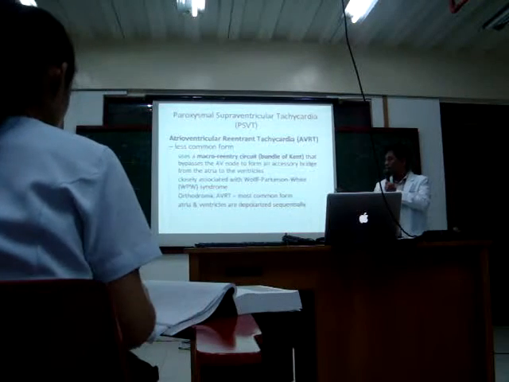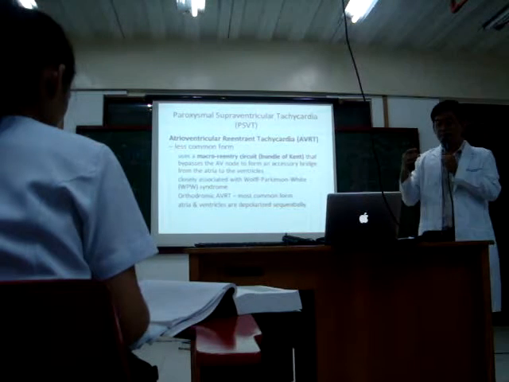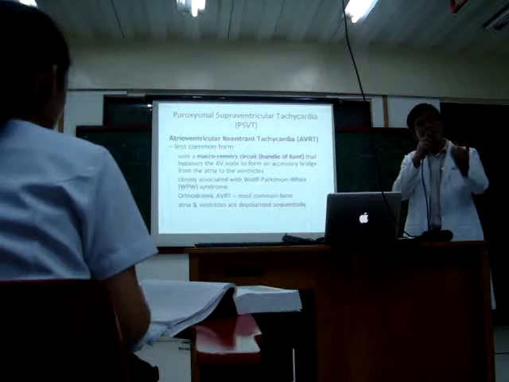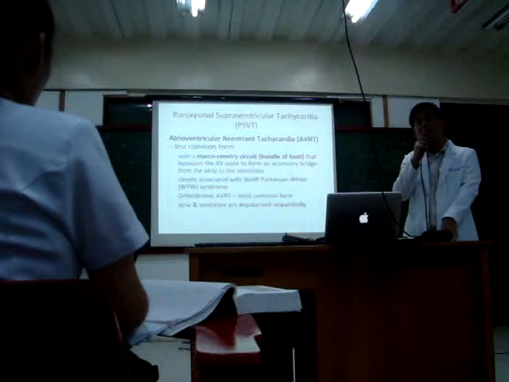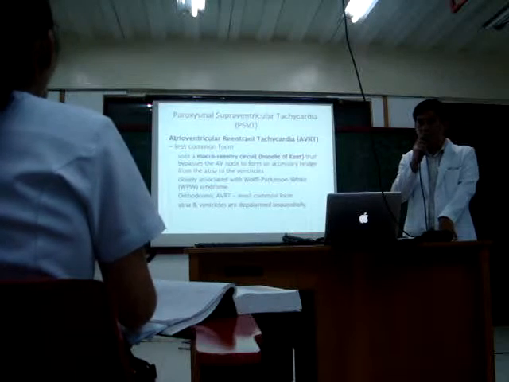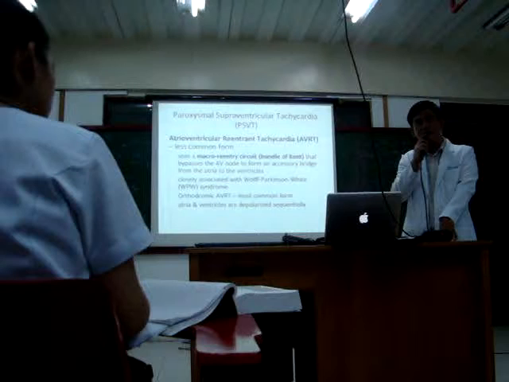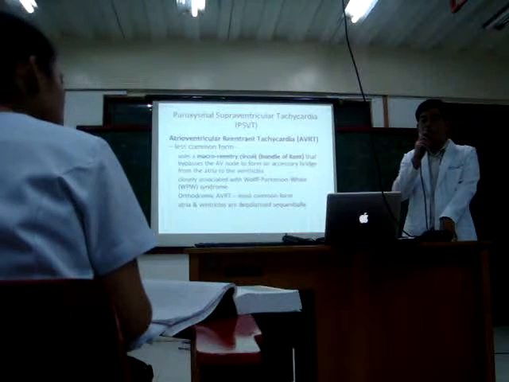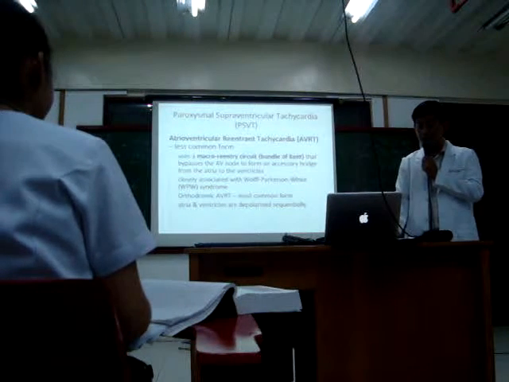Now, the problem is the bundle of Kent also has abnormal qualities. And because there is a bundle of Kent, the depolarization bypasses the AV node. It still travels to the AV node, but remember I told you, the ECG picks up the strongest and fastest signal. So the tachycardia caused by the bundle of Kent is the one that's picked up.